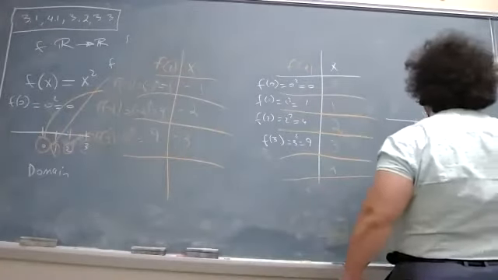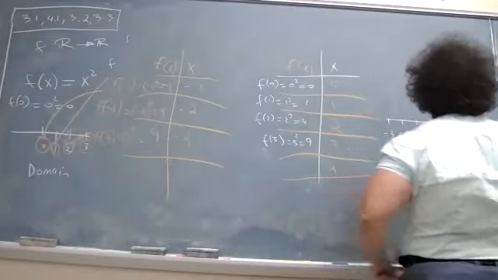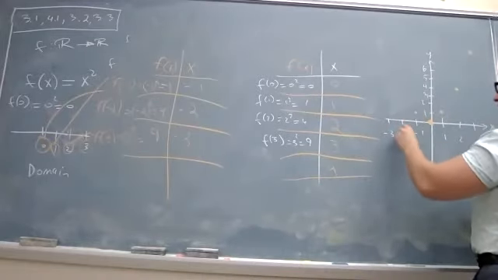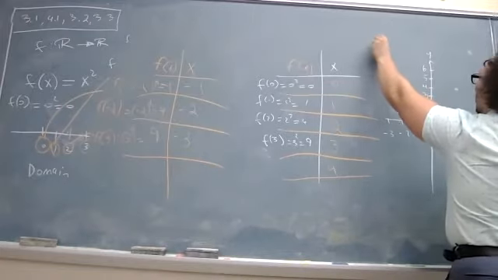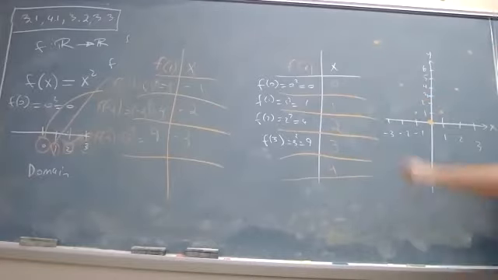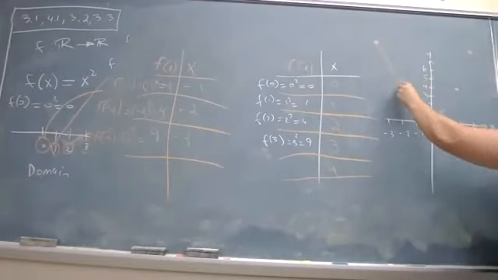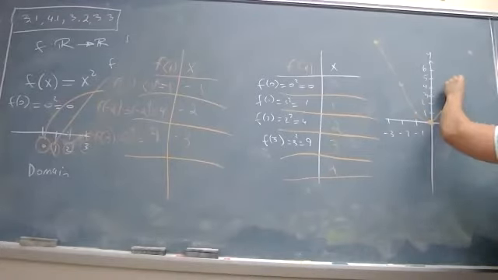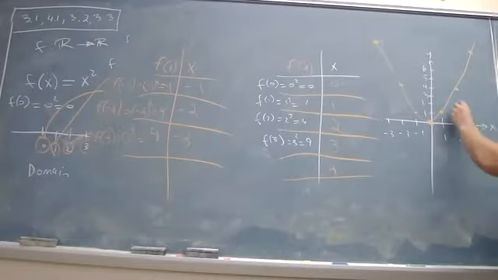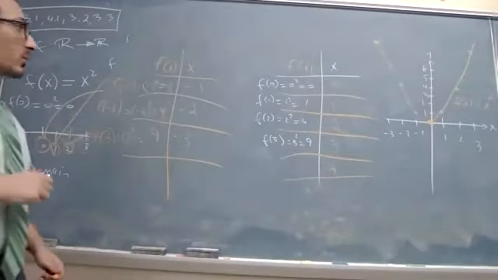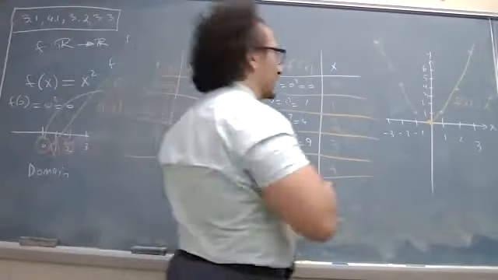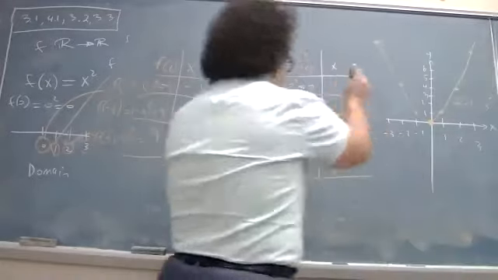Then we come over here, we have negative 1, negative 2, negative 3. Negative 1 squared is positive 1. Negative 2 squared is positive 4. Negative 3 squared would be positive 9. So we go there and we put a dot, and then we connect the dots here. And we get our function f of x is equal to x squared. So recall that now we've related the theory of functions to graphs using tables.